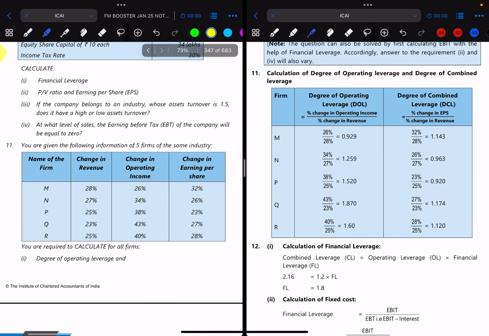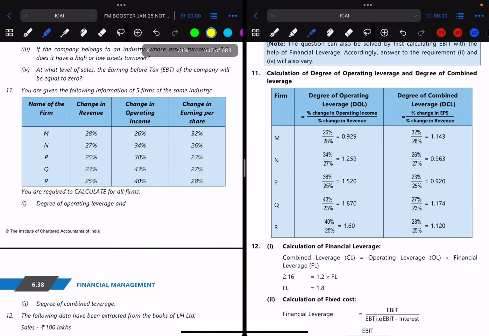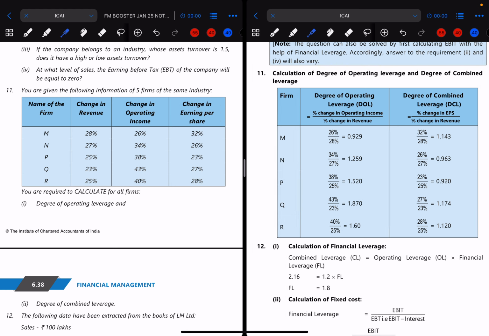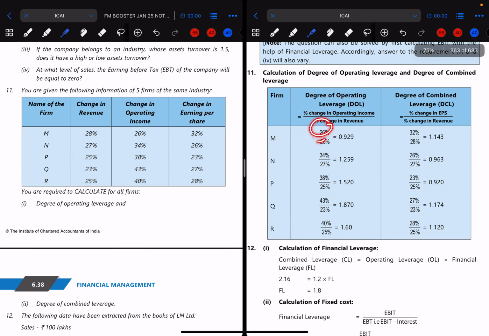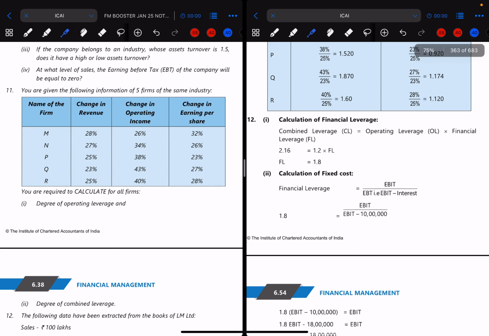This one is simple. Change in revenue is also called operating income, and change in operating income is also called change in operating income, and revenue is also called what? Sales. EPS they have already given, revenue is also already given. You don't need to do anything, just divide it, it's over. Childs play.